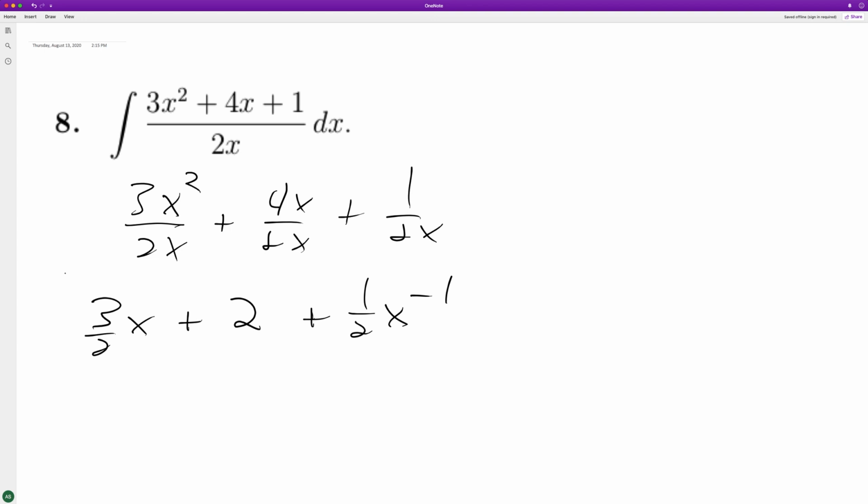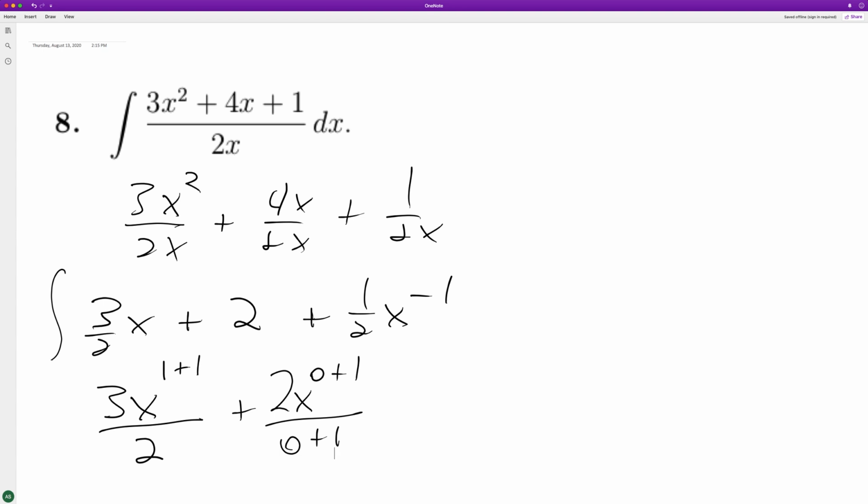And integrate each part here, so we end up with 3x, this is the same thing as x raised to the 1, plus 1 divided by 1 plus 1, which is 2, plus 2x, you can think of an x raised to the 0 here, so add 1 to it, and then plus 1 half natural log of the absolute value of x plus our generic constant c.